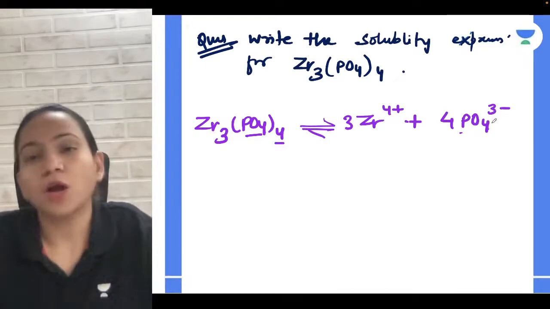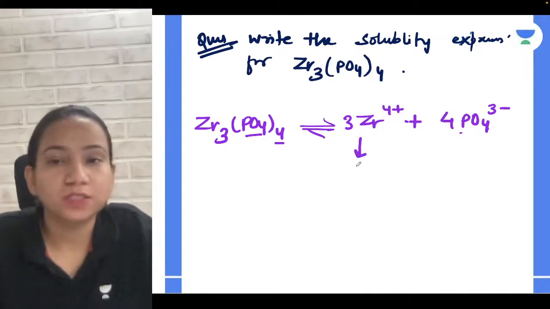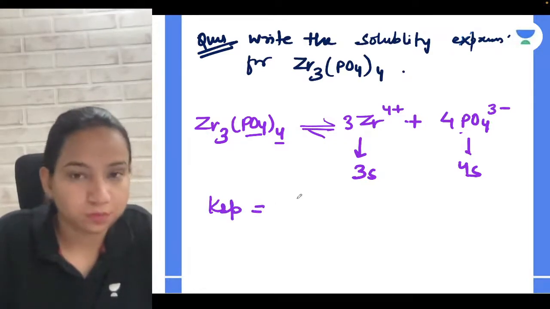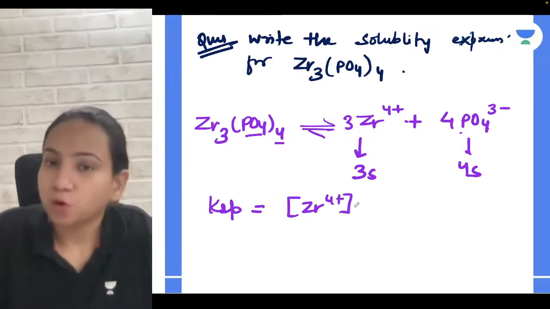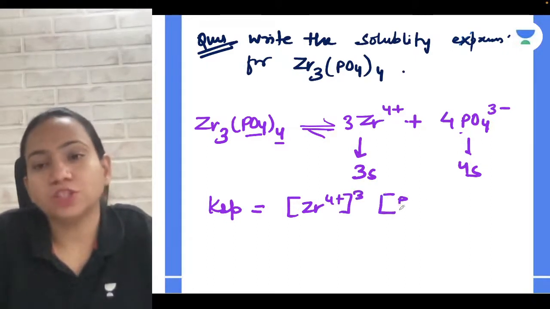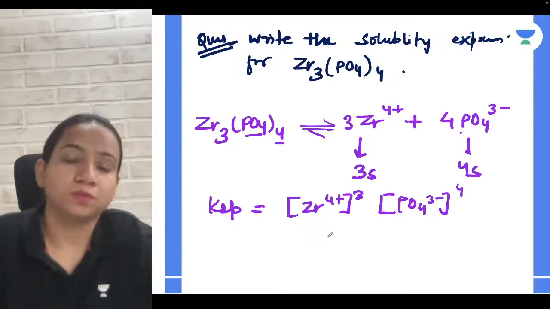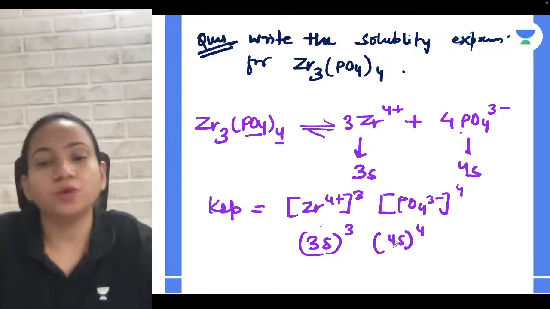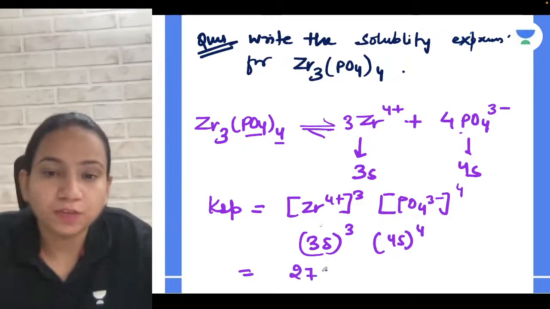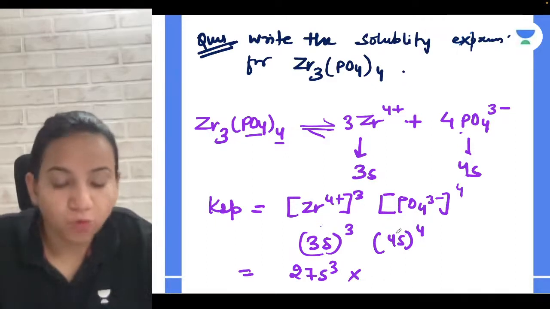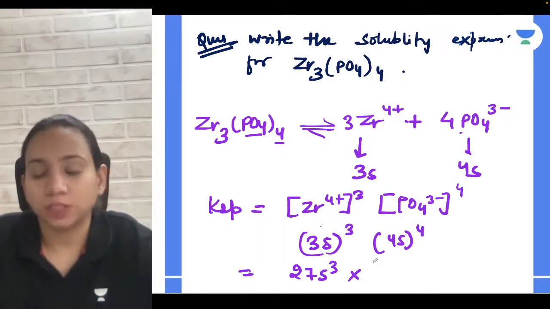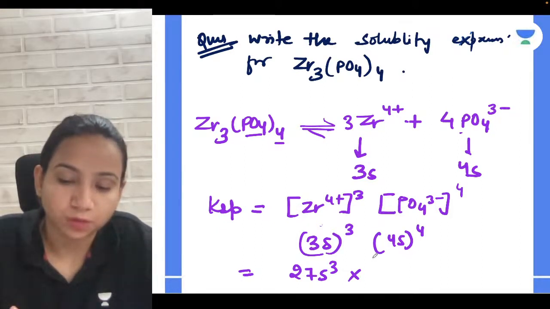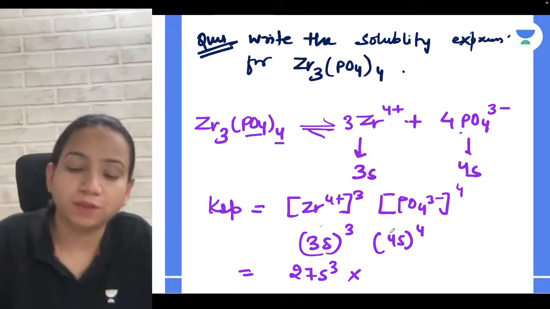Okay. Now what we'll be doing? Yes, if the solubility is S, the zirconium will be 3S and this will be 4S. KSP expression will be what? Tell me. Zirconium 4 plus concentration to the power 3, PO4 3 minus concentration to the power 4. So if this is 3S to the power cube, this will be 4S to the power 4. So 3S to the power cube will be 27S cube into 4S to the power 4. 4 4s are 16, 16 4s are 64, 64 4s are, what will it be? 256, if I'm not wrong.